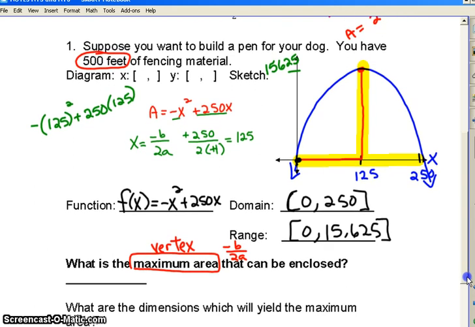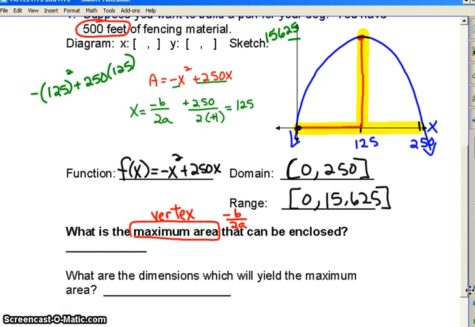All right, let's use the information we found to answer a question. What is the maximum area? Well, that can be found at the vertex, and the y-axis is measuring the area. So 15,625 square feet.